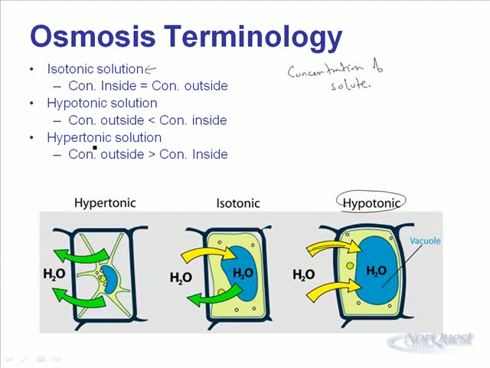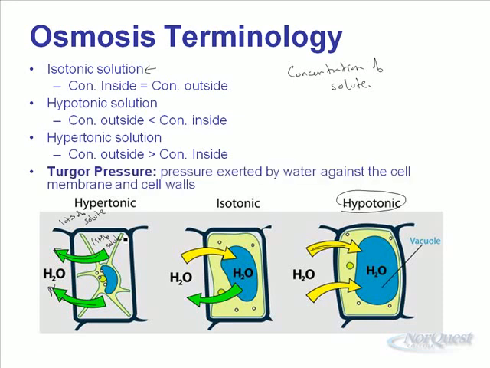For a hypertonic solution, this is a solution where the salt concentration, or the solute concentration, is higher outside the cell than it is inside. So here we have lots of salt, or lots of solute we'll call it. So water leaves the cell in order to dilute the concentration of that solute. So lots of solute, little solute. You end up losing that water out to the outside of the cell.